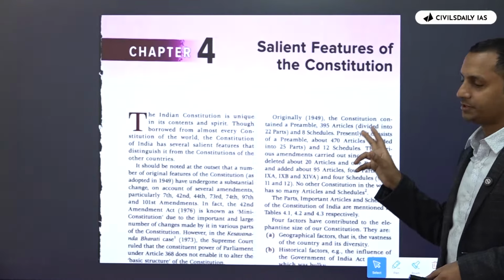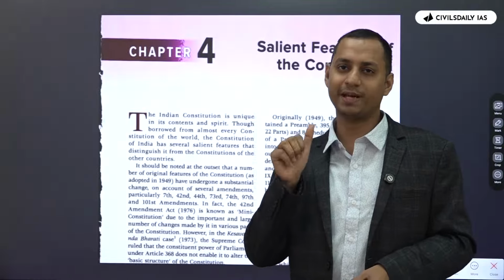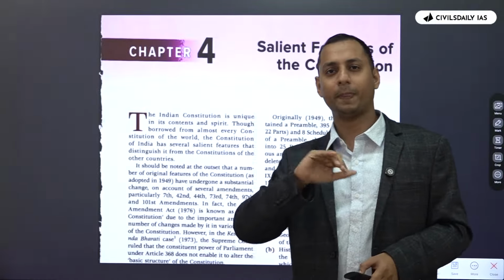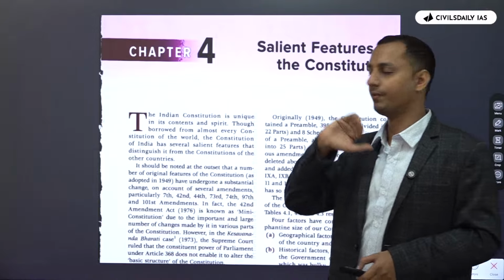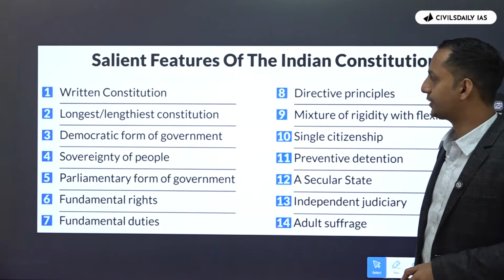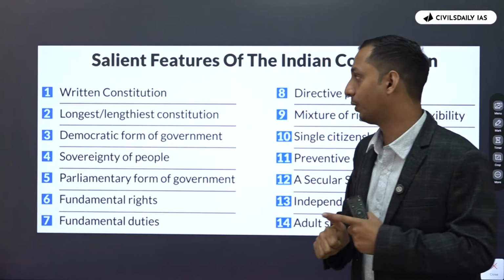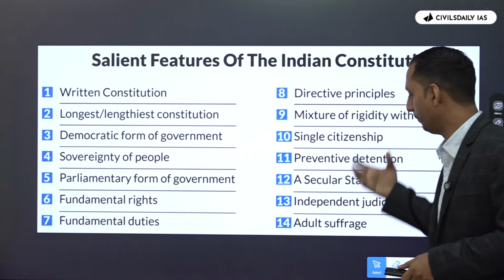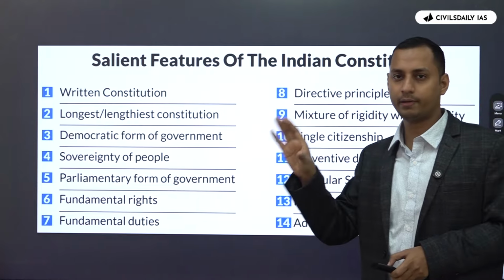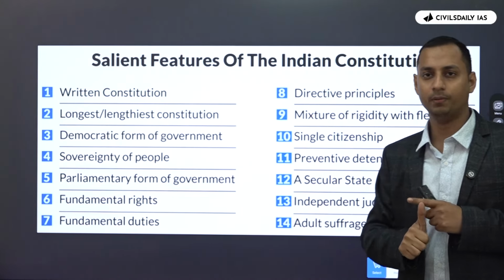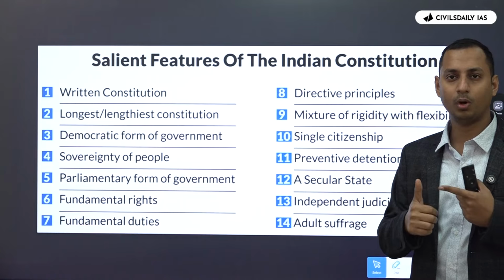Now moving on to the salient features, this is where the game starts. From here, a significant number of questions have come. Salient features, baby. As you can see here, you need to have a clear-cut idea regarding all the salient features out there. Be it the written constitution till the adult franchise, have clear-cut clarity and dive deeper with respect to each topic.